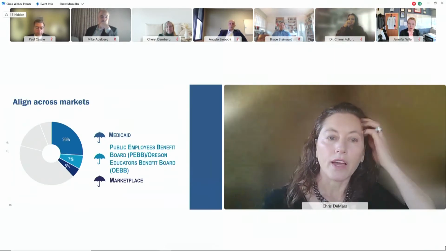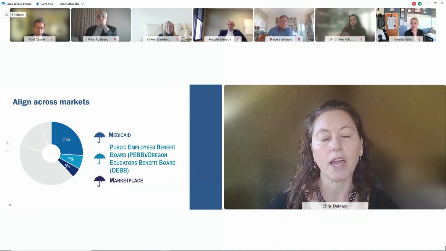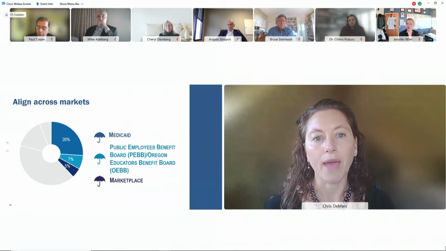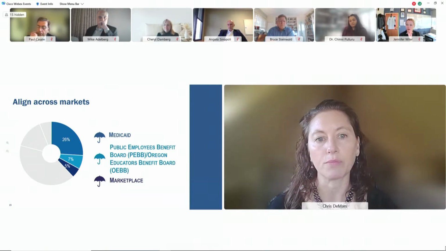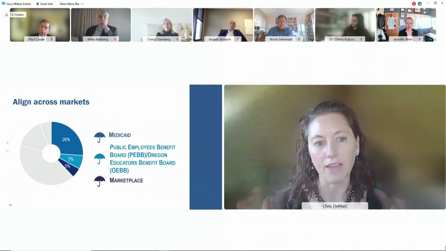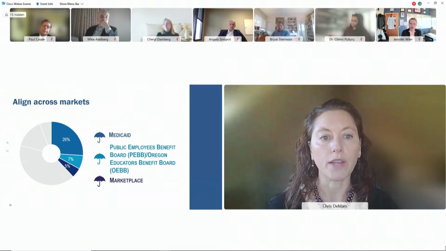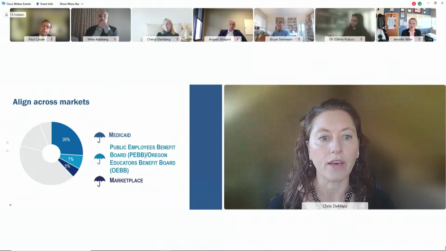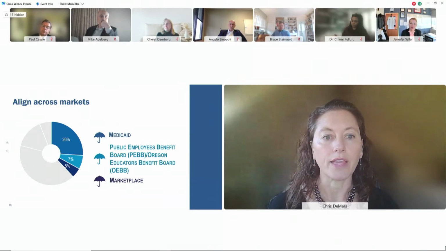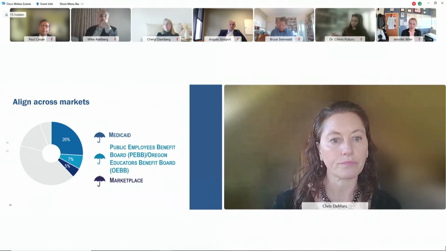Now moving toward the vision that I like moving forward. The VBP compact was our first step at true alignment across all payers and providers toward our vision. Now we want to further align across markets. This slide shows the lives that are under the state. We really want to focus on getting the state programs, the state lines of business, aligned, and then move forward. What you see here is about one-third of the lives in Oregon are under either Medicaid, public employees, educators, or the health insurance marketplace. Next slide.